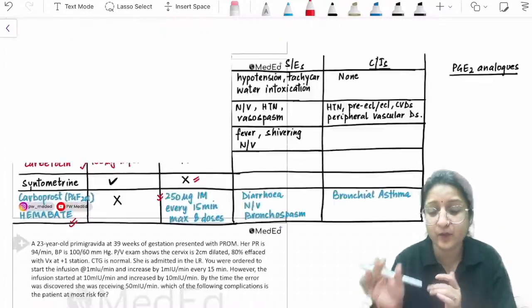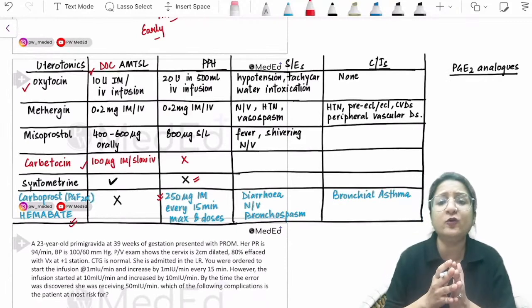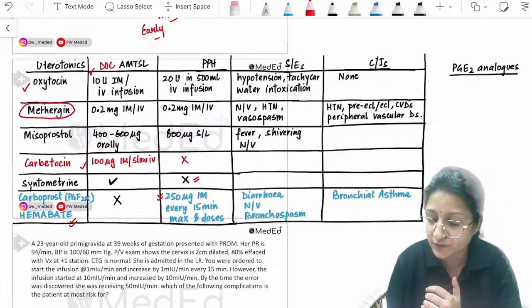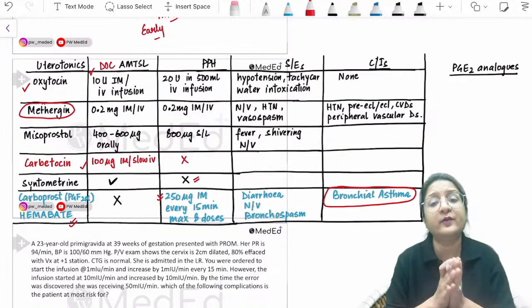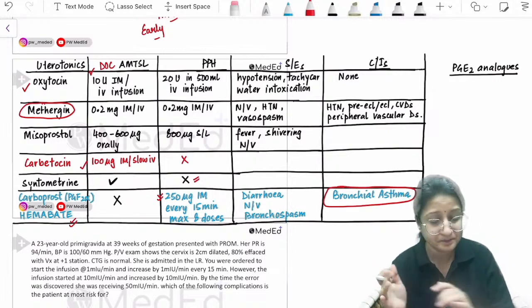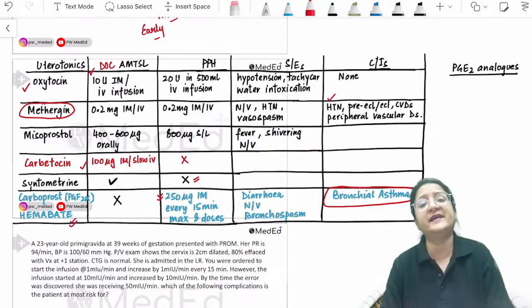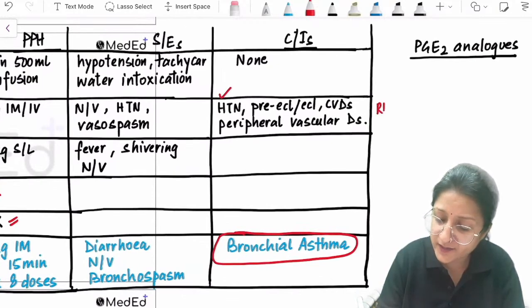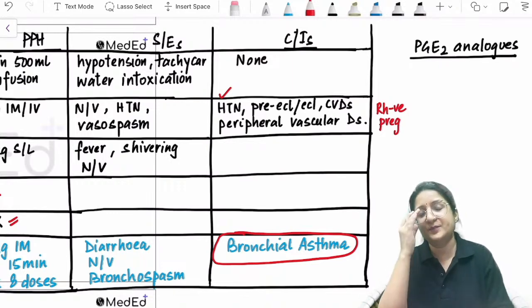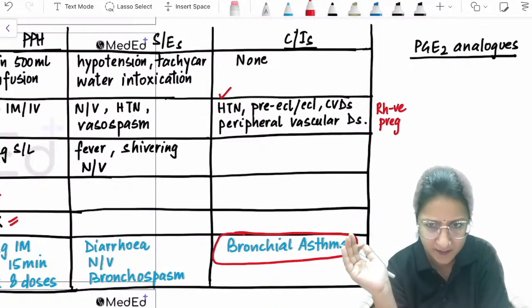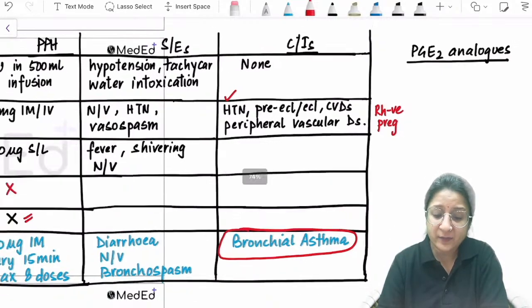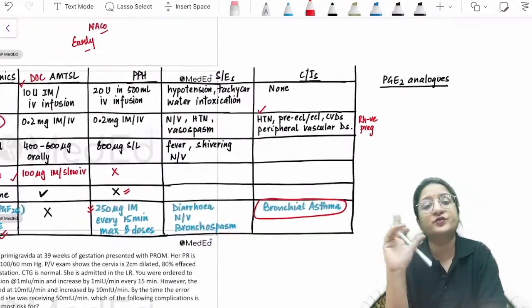And always keep in mind the important contraindications. The only two places where you have to remember contraindications are for methergine and for carboprost. And for carboprost, bronchial asthma is a contraindication. And for methergine, hypertension, preeclampsia, eclampsia, heart disease, peripheral vascular diseases, Rh negative pregnancy. Okay, I have not included it in the list of absolute contraindications. So Rh negative is last in my list of contraindications there, right? So keep them in mind, because the question can be asked which drug is used, which drug is not used.